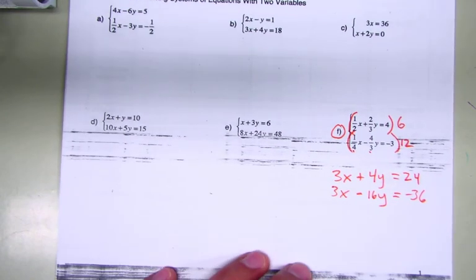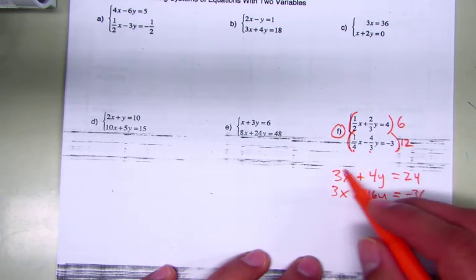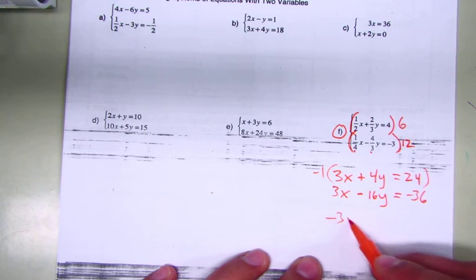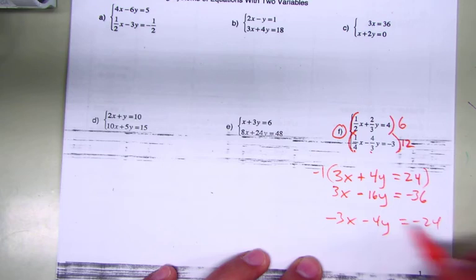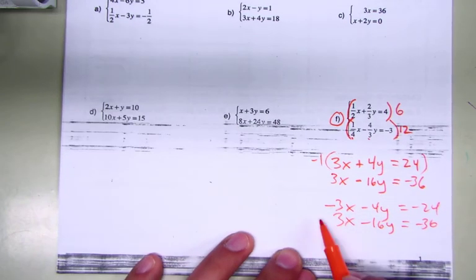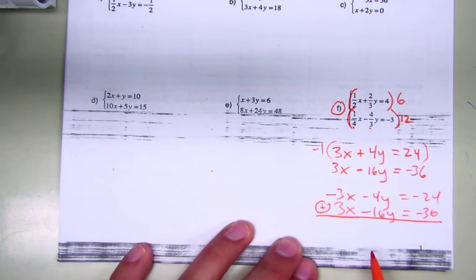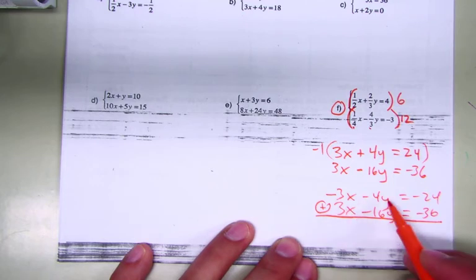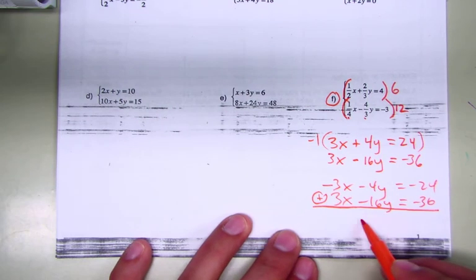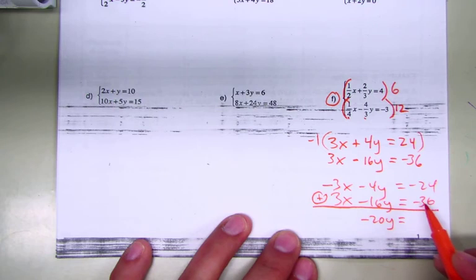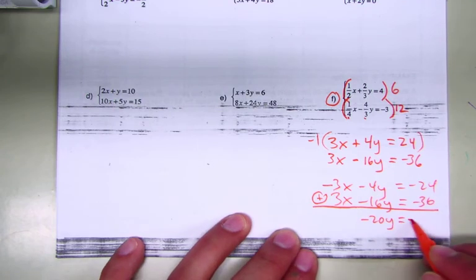Okay. Now what would you do? Multiply by -1. Which one? Doesn't really matter. You're right, it doesn't. So let's maybe do the top one. So you get negative 3x minus 4y, negative 24, and then positive 3x minus 16y, negative 36. And since they're opposites now, you just add. And what are you going to get? Yeah, these cancel. What about here? Yeah, 21. Negative 20y. And then negative 24 minus 36. What does that add up to? So negative 60.